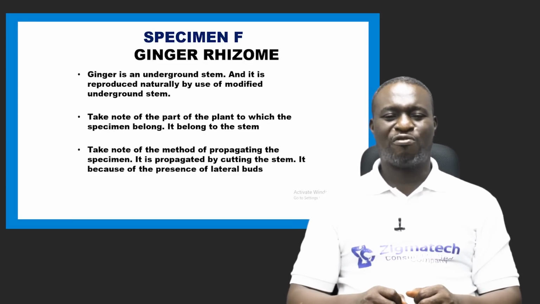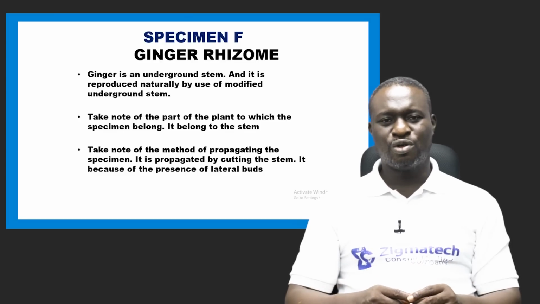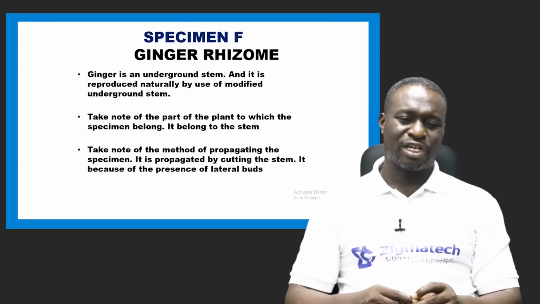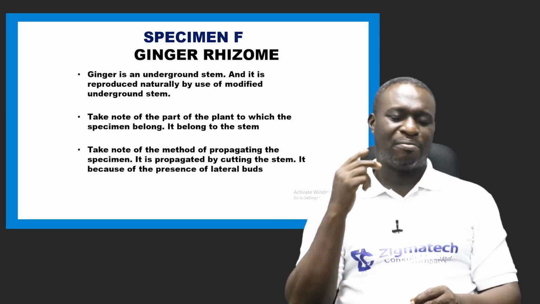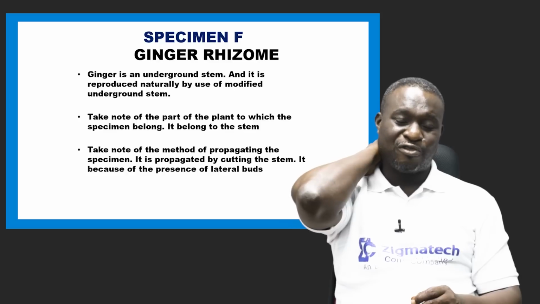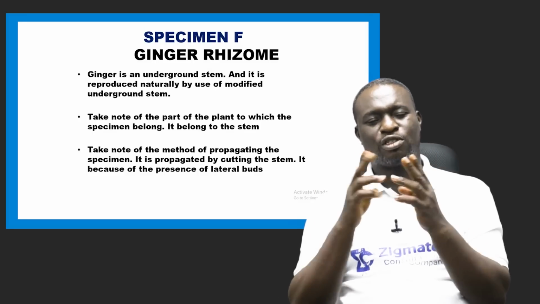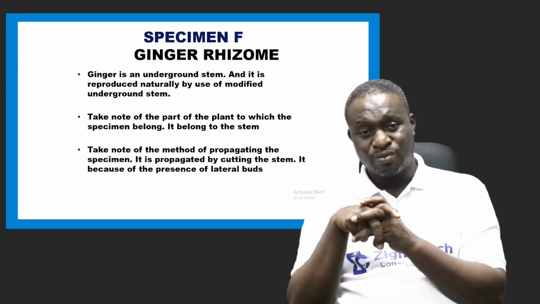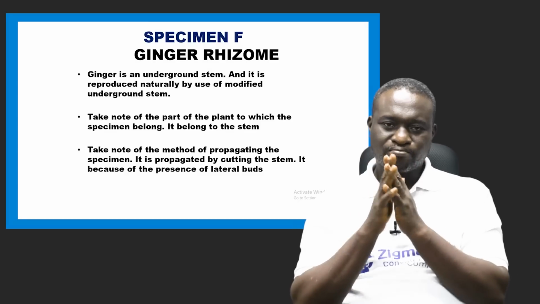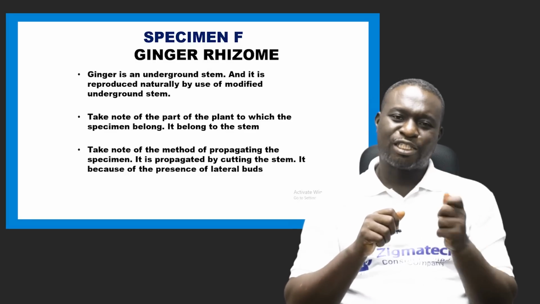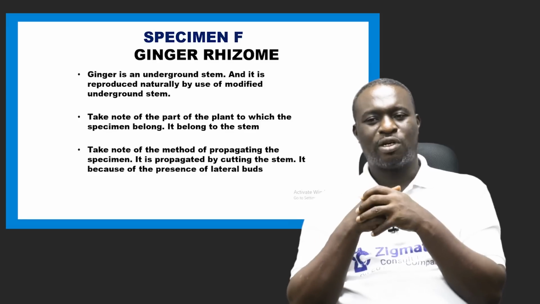You know, in terms of vegetative reproduction, we have two types. We have the natural vegetative reproduction, which has to do with use of modified underground stem and use of fleshy leaves. These are the two natural types of vegetative reproduction. I repeat again, we have two types of vegetative reproduction. We have natural vegetative reproduction and we have artificial vegetative reproduction. For natural vegetative reproduction, we have two types again, which is use of modified underground stem.